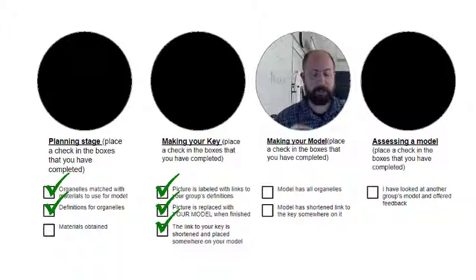Okay, so on section 3, you're making your model. Now, you've done all the work up until this point, so this really should be one of the easiest things that you do. If you've done your planning right, you've already defined what every single organelle does. You've thought about what you're going to use to represent that organelle on your model. You've gathered all your materials, so now you just got to put it together. Once you've put it together, you'll want to take a picture of it. And once you got a picture of it, you'll want to swap that out for the generic picture you used in your making your key section.